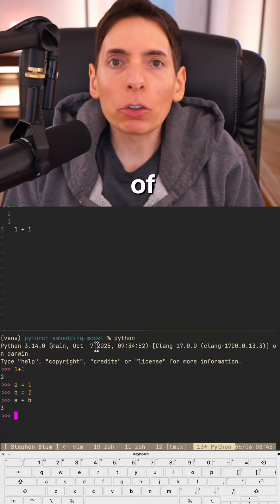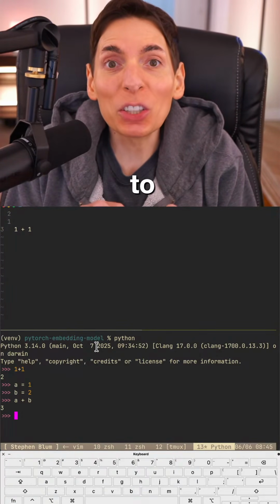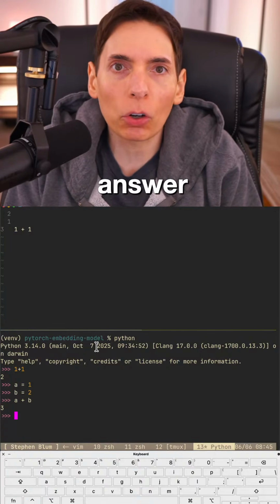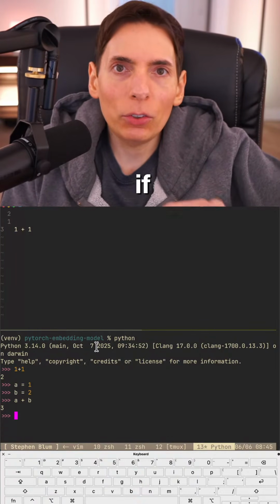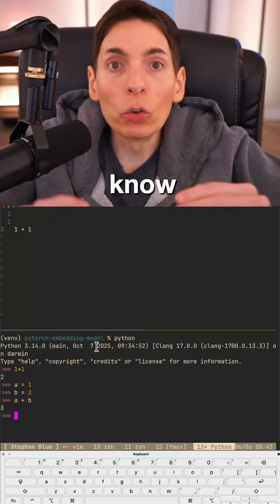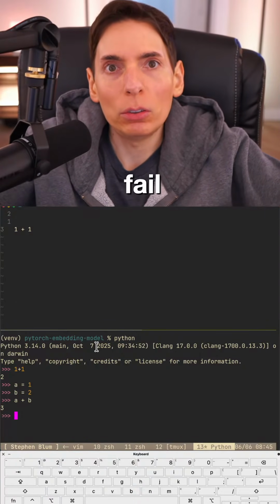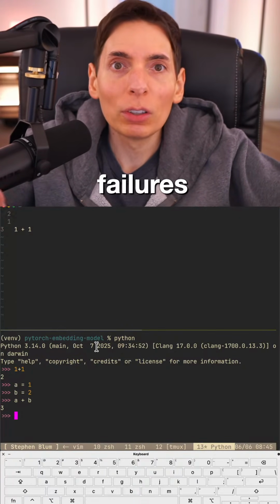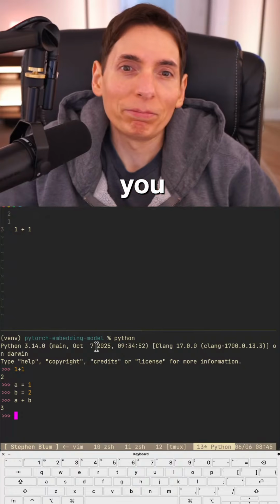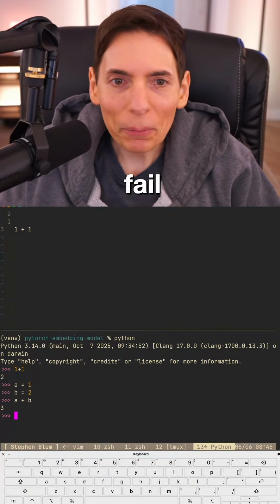During your process of incrementally building it, try not to use AI too much because it's going to give you the answer. And the important part is, if you want to learn, you want to not know the answer. You want to fail. You want to have a bunch of failures. That failure is what's going to teach you. So that's critical. You've got to fail.